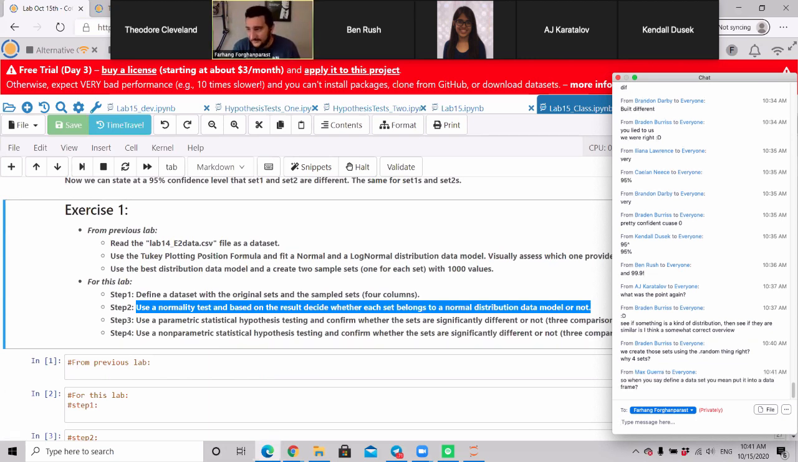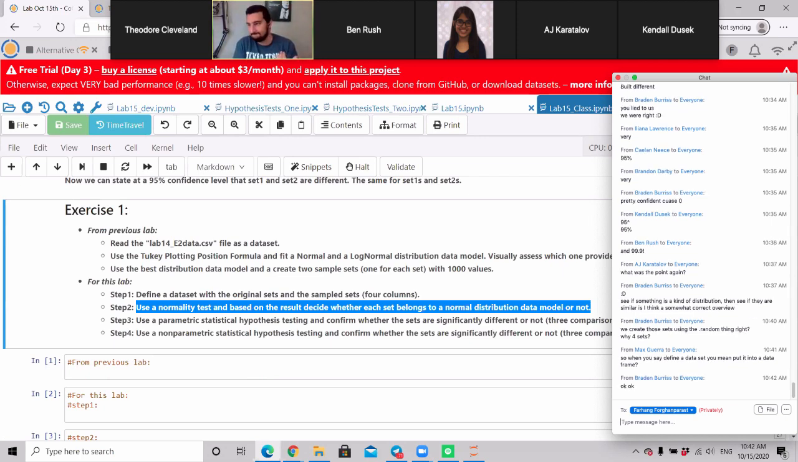Why 4 sets? You have 2 original sets, set A and set B, and you're going to generate 1 other set based on each one of them, so you will have set A, set B, set A resampled, set B resampled. Max, when you say define a data set, you mean put it into a data frame. Yes, that's true.